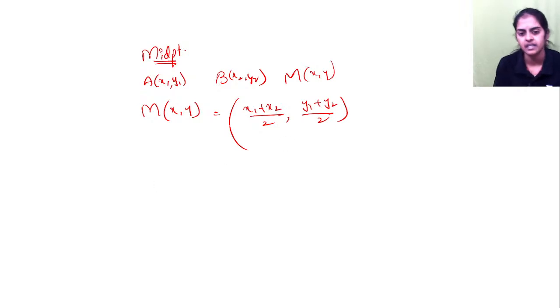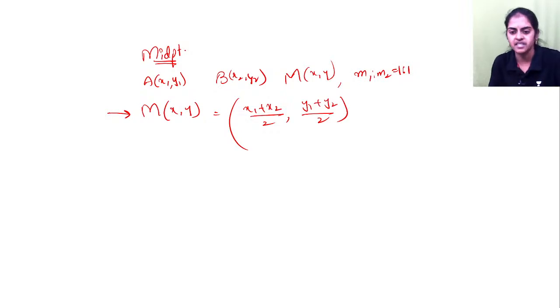So how did we get this formula? This is nothing but the section formula. If I substitute m1 is to m2 as 1 is to 1, because this is a midpoint, then I get my midpoint as x1 plus x2 by 2 and y1 plus y2 by 2. After the midpoint formula, what do you have?